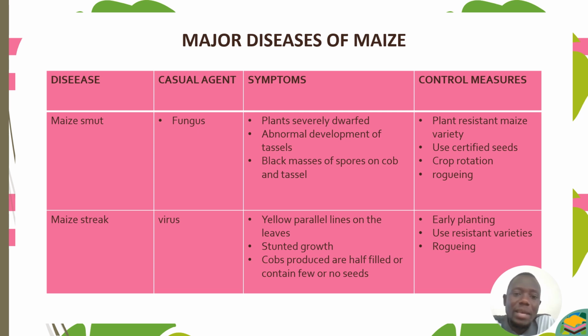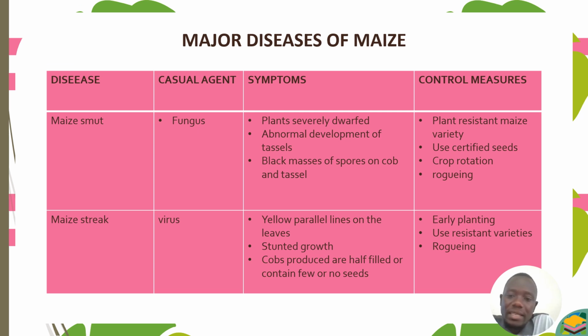So let's look at major diseases of maize. I've just picked some examples. I've got the disease, maize smut, and the causal agent, which is a fungus. Then the symptoms: plants are severely dwarfed, so they cannot grow tall. Then we've got abnormal development of tassels, so the tassels grow abnormally. Then we've got black masses of spores on the cob and tassels.